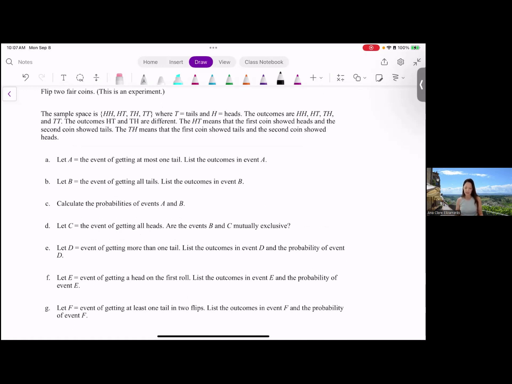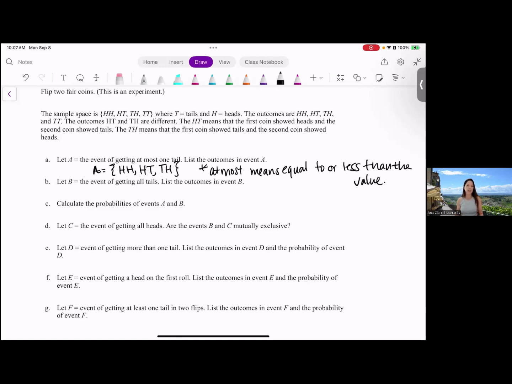So let A equal the event of getting at most one tail. List the outcomes in event A. So event A is equal to at most. So I can only have one tail or less. Heads, heads, that's good. Heads, tails, that's good. Tails, heads, that's good. But tails, tails has 2, which is more than at most 1. So at most means equal to or less than the value. That's a hint, okay?